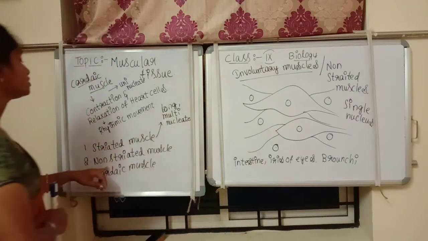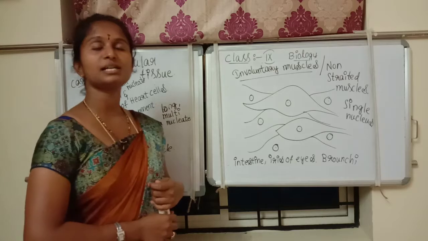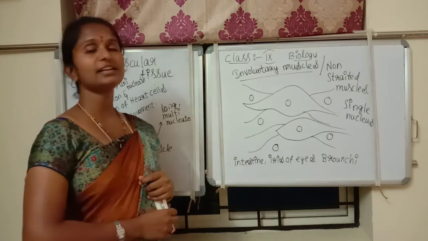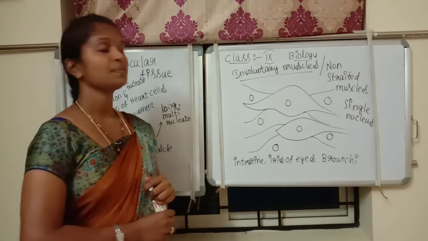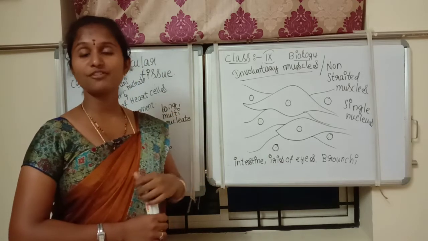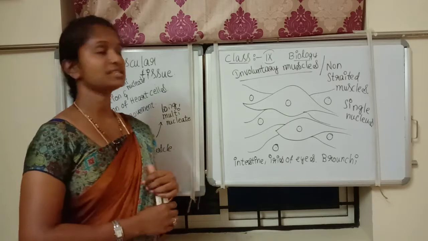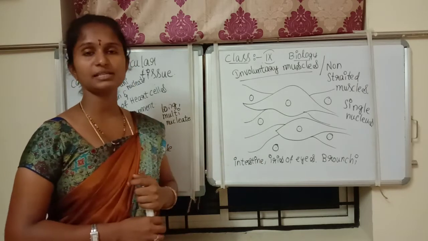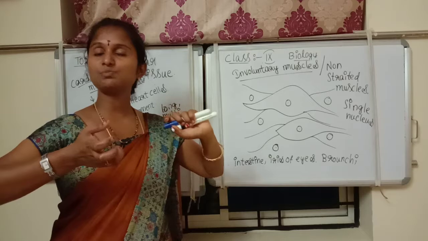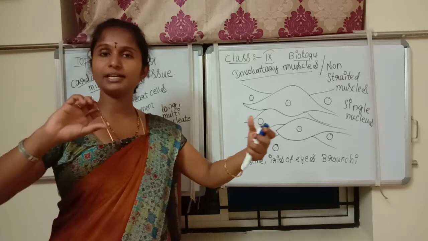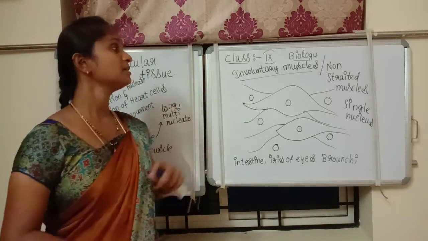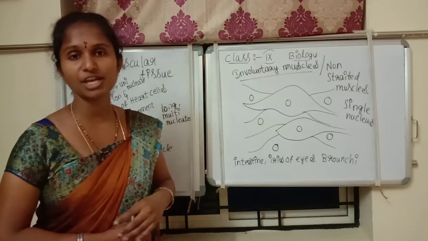Next, non-striated muscles, also called involuntary muscles. These involuntary muscles have only a single nucleus, and they are present in the intestine, iris of the eye, bronchi of the lungs, and also in the uterus. Non-striated muscles have only a single nucleus and are spindle shaped. How is the spindle shape present? When you take any thread, a group of threads is bound to one another. Like that, you may observe the spindle shape in non-striated muscles.